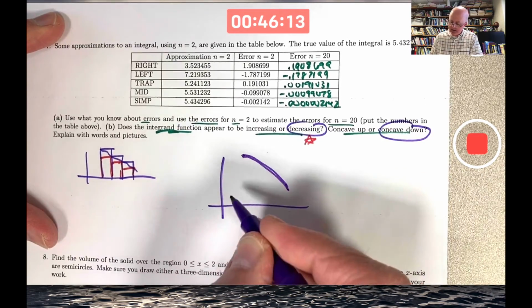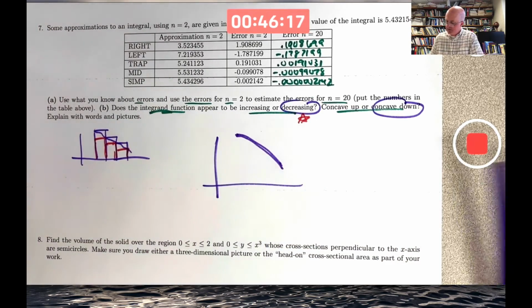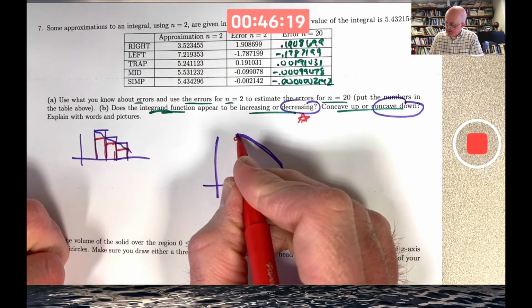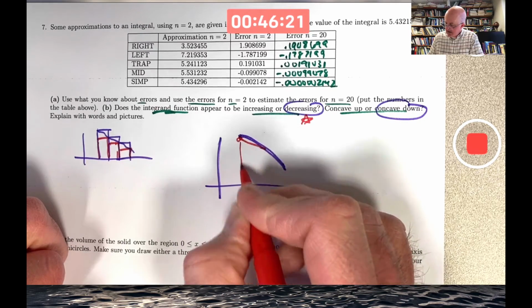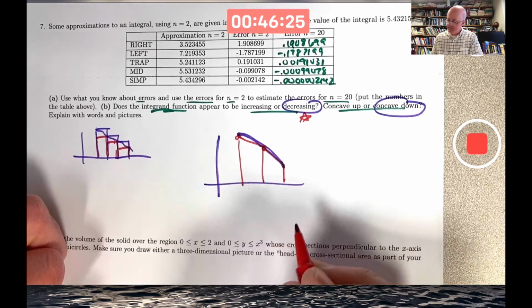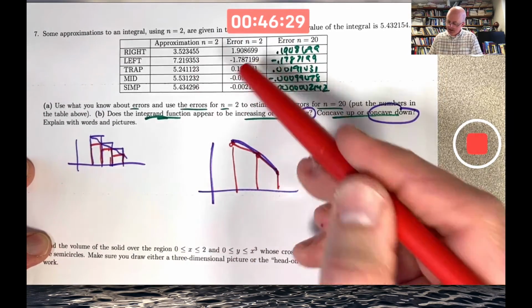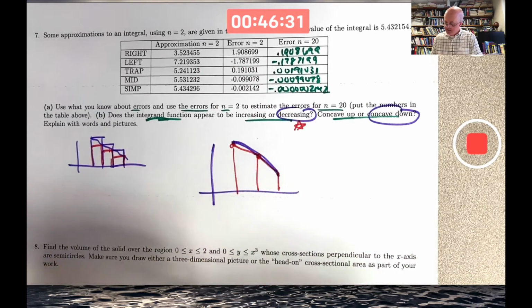I'll draw it decreasing to be consistent with this one. It turns out the trapezoid rule gives you areas of trapezoids whose tops are secant lines. And when the graph's concave down, those secant lines will be underneath the graph. And so the trapezoid rule is too small and has positive errors.